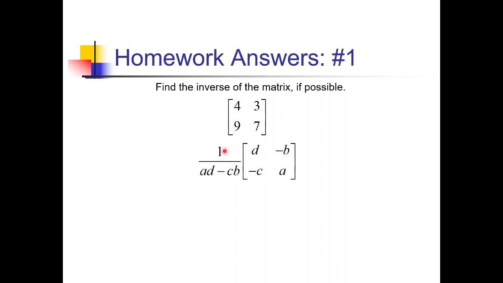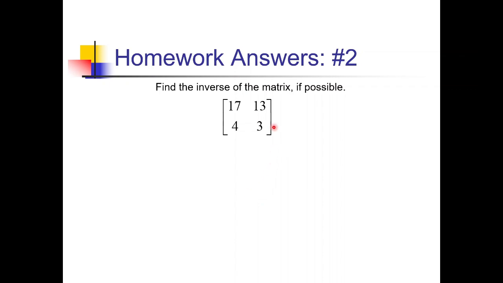So here's our formula, 1 over AD minus CB, so basically the determinant, and then we switch the A and the D and negate the B and the C. So we're going to have 1 over 28 minus 27. And then for our matrix, switching A and D, we're going to have a 7 and a 4. And then we're going to negate the 3 and the 9. So 28 minus 21 is just 1. So this is just going to be this matrix over here because we're just multiplying all of that by 1.